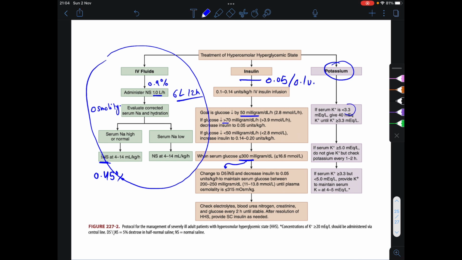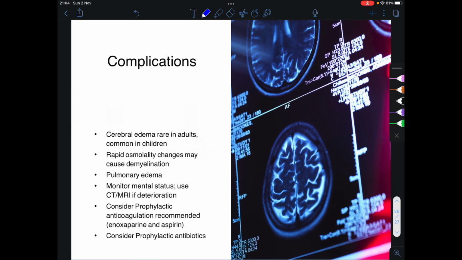And in potassium, you always give potassium if the levels are less than 3.3, so you give 40 milliequivalents. If it's more than 5, you don't need to give anything. If it's between 3.3 and 5.5 milliequivalents per liter, you give potassium to maintain at a level between 4 and 5 milliequivalents.